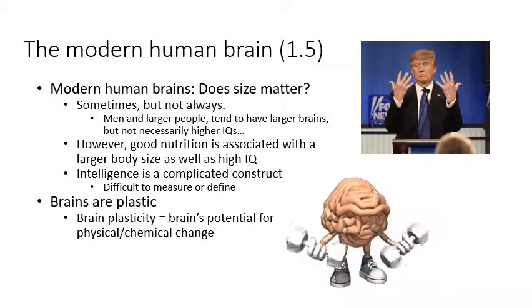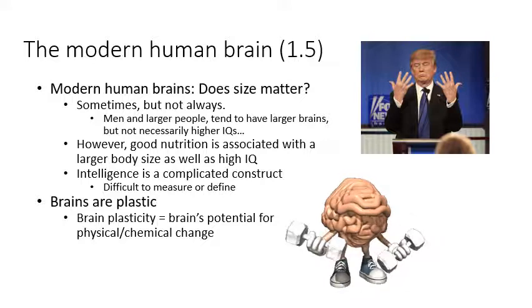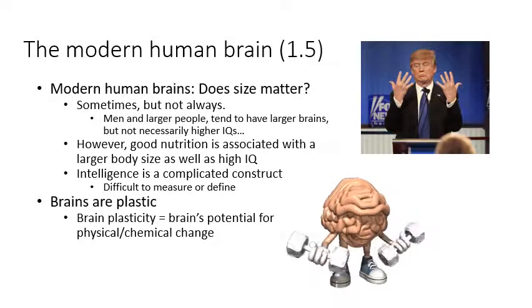However, men, as compared to women, and just physically larger people tend to also have larger brains, but this is not necessarily correlated with higher IQs. So there are some caveats to an association between brain size and intelligence in individuals. There are also some third factors that may influence an association between body size and IQ, like good nutrition. If somebody has good nutrition, they're probably going to be taller, probably going to be larger, and probably going to have a higher IQ as well.